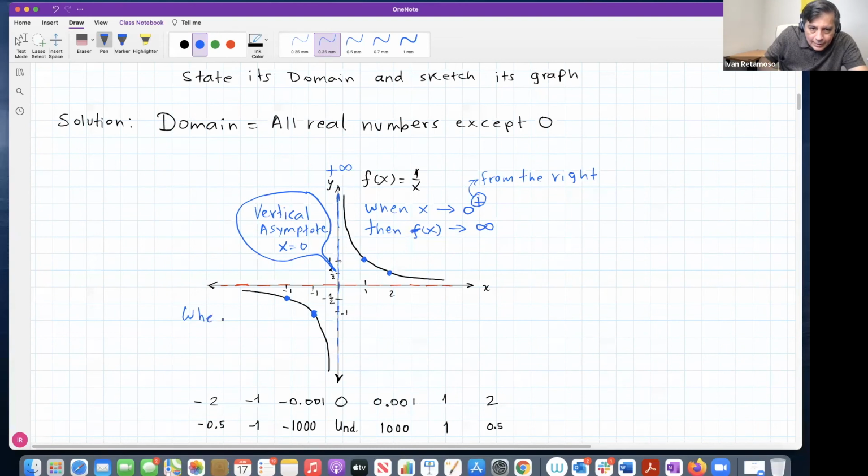When x approaches 0, now from the left, this negative sign that you're going to see on top of the 0, from the left, that's what it means, right? When x approaches 0 from the left, then f of x, the corresponding output values, where are they going? Look, if you approach 0 here from the left, look at the output values. They're decreasing without bound, right? They're going to negative infinity.